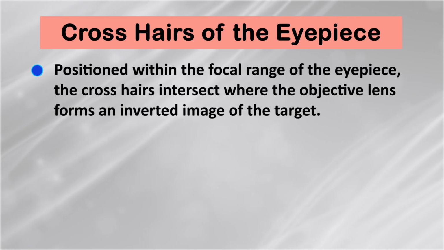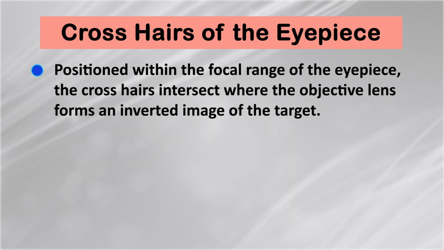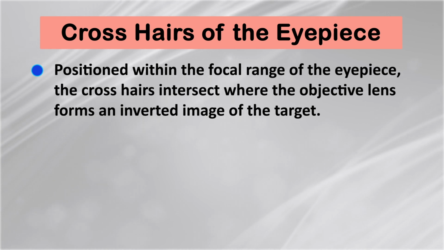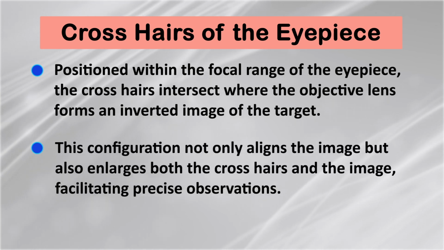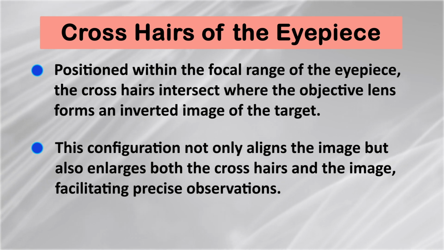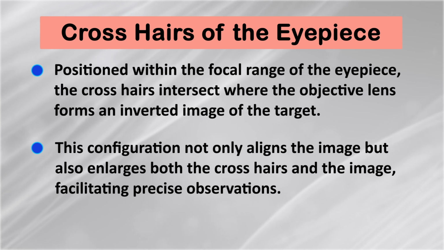Next, we will study the crosshairs of the eyepiece. It is positioned within the focal range of the eyepiece. The crosshairs intersect where the objective lens forms an inverted image of the target. This configuration not only aligns the image, but also enlarges both the crosshairs and the image, facilitating precise observations.